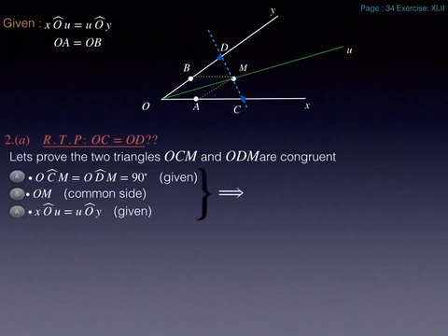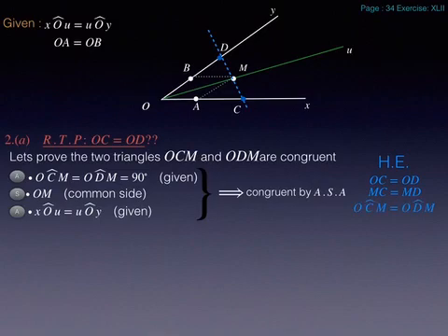So after we have this information, we can deduce that the two triangles OCM and ODM are congruent by angle-side-angle. Then the corresponding elements are equal: OC equals OD. We can say now that MC is equal to MD, and also that the two angles OCM and ODM are equal. So this implies that the two sides OC and OD are equal.